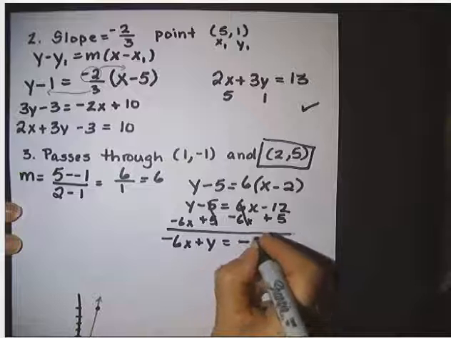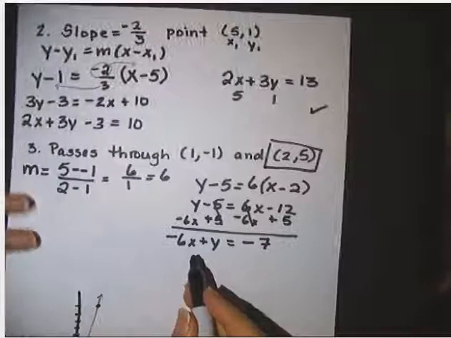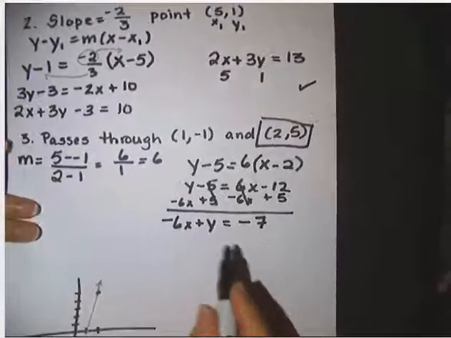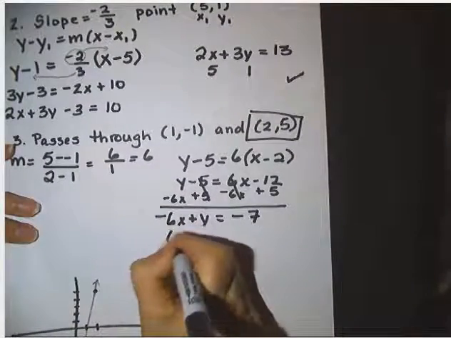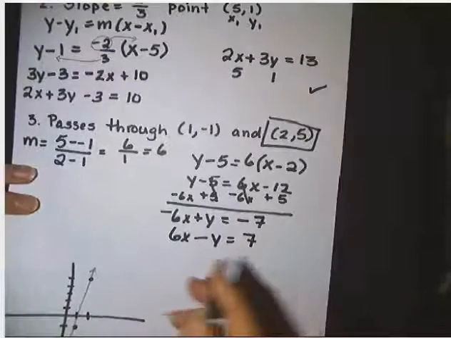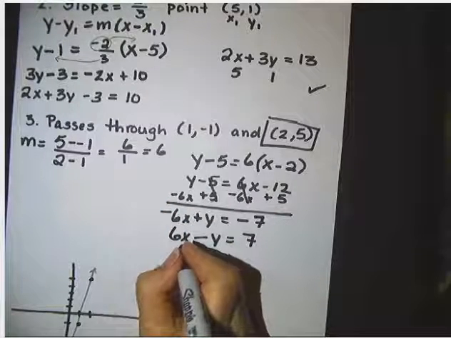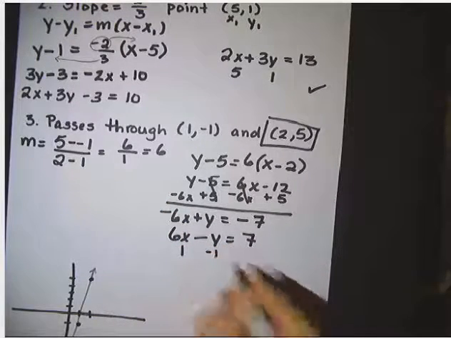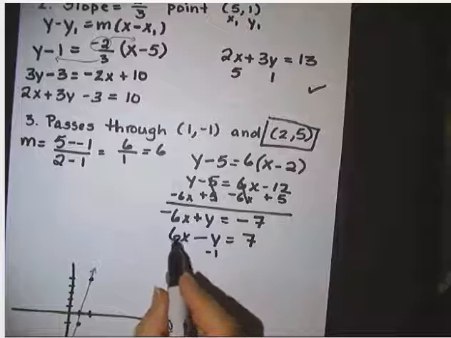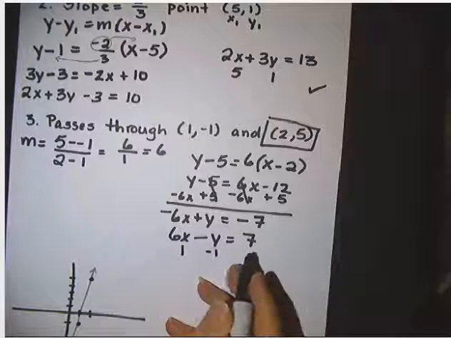So is this standard form? Not quite. Make sure you multiply through by your negative to get rid of it, and you get 6x minus y equals positive 7. Takes 2 seconds to check. Let's plug in this point. If we plug in 1 for x and negative 1 for y, I'm going to have 6 minus a negative 1, which is plus 1, and 6 plus 1 is 7. So I can give it a check. Yay! I got it right.